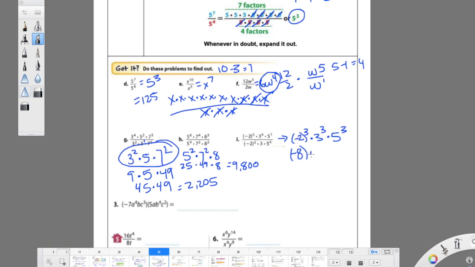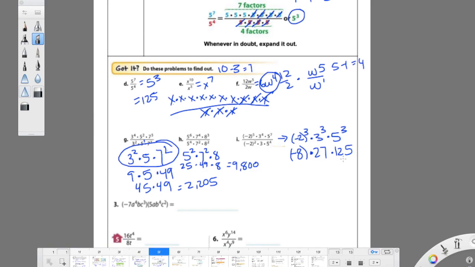Times, and then 3 times 3 times 3. 3 times 3 would be 9. Times 3 more would give you 27. And then we did 5 cubed already. That was that first one, so I'm just going to go ahead and steal that number. And now we can go ahead and put these in.